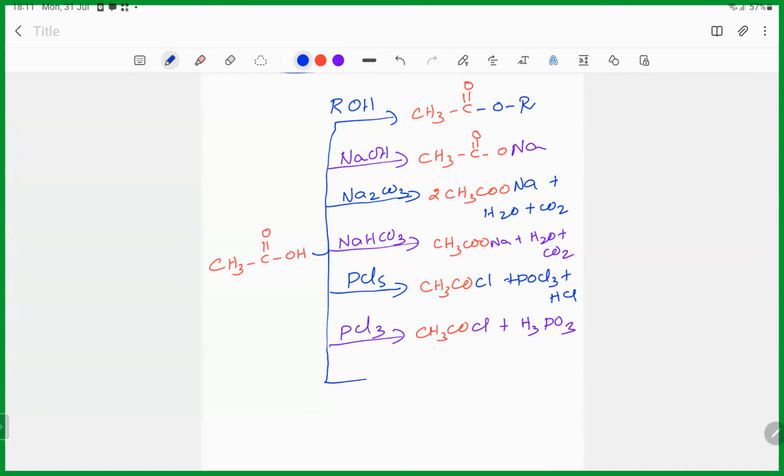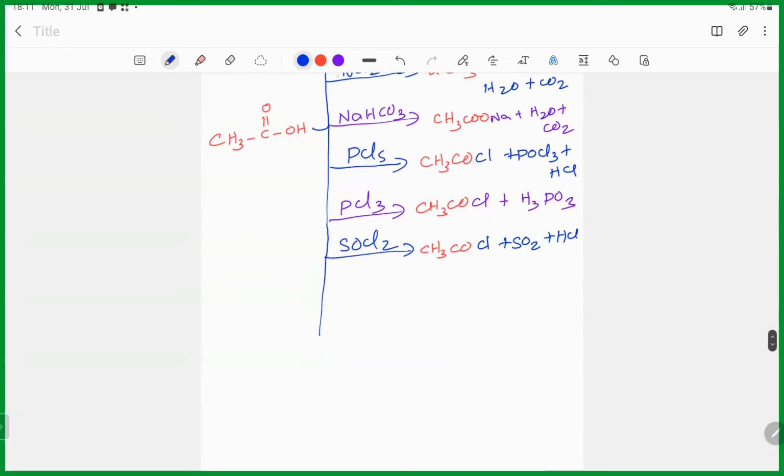Then SOCl2 gives CH3COCl plus SO2 plus HCl. And decarboxylation gives CH4.